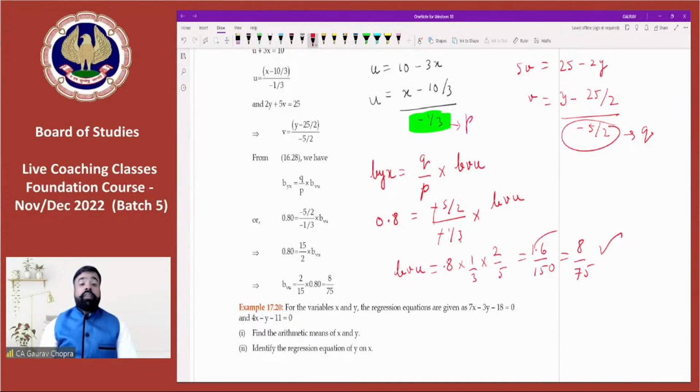Barkatullah is asking why we have divided by 3. Because we want the coefficient of x as 1 only. That is why we divided by minus 3. We divided by minus 3 because we required the coefficient of x as only 1.